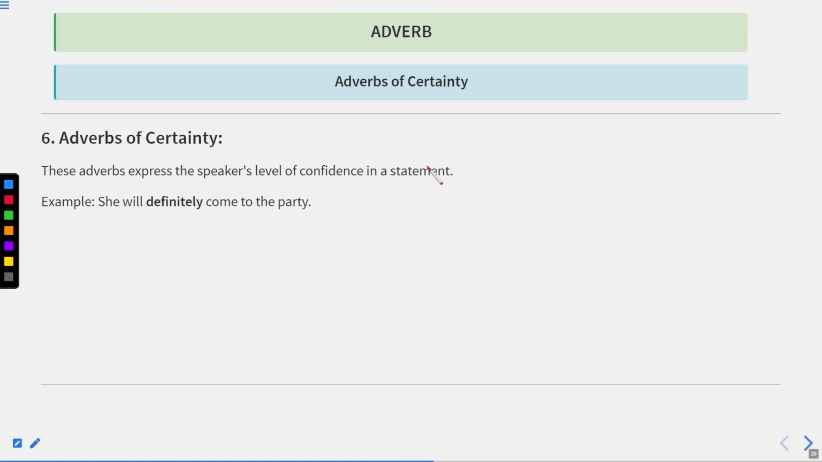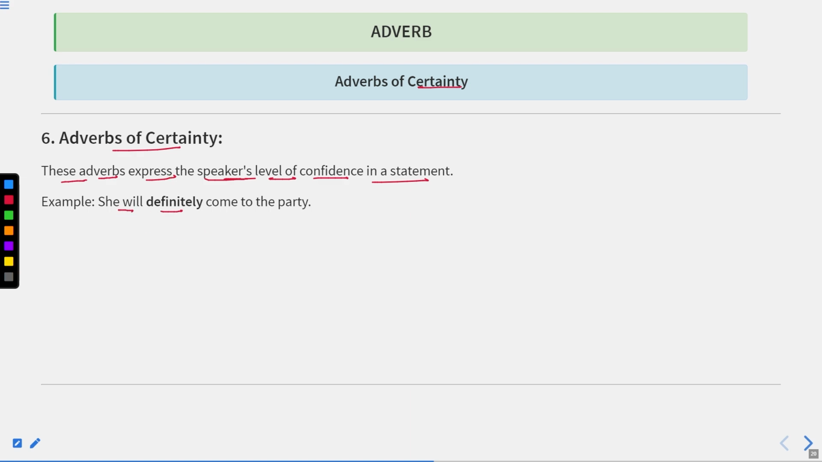Now we'll discuss adverbs of certainty. Certainty means when something is certain and fixed. Okay, so adverbs of certainty. These adverbs express the speaker's level of confidence in a statement. Okay, it means if a speaker presents some statement, whatever statement he makes, he should show the certainty in that action.